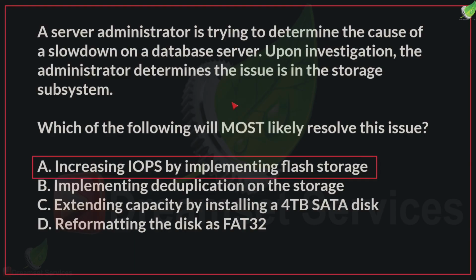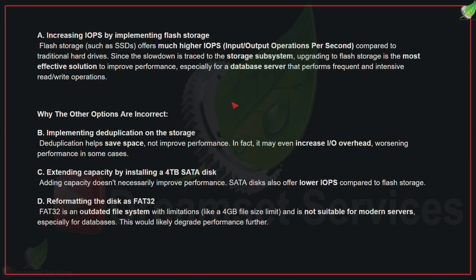Increasing IOPS by implementing flash storage. Flash storage offers much higher IOPS compared to traditional hard drives. Since the slowdown is traced to the storage subsystem, upgrading to flash storage is the most effective solution to improve performance, especially for a database server that performs frequent and intensive read-write operations.